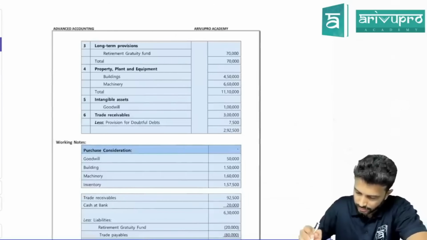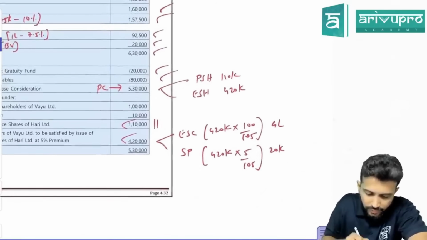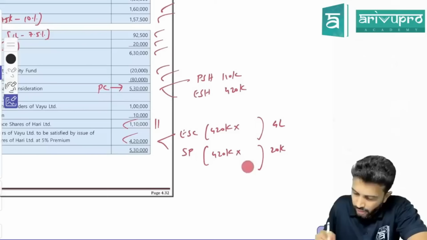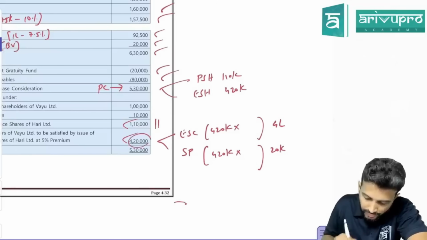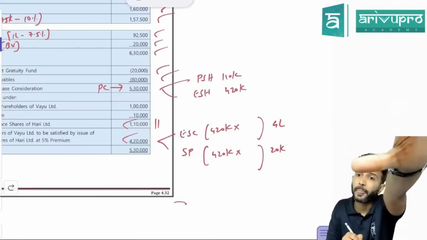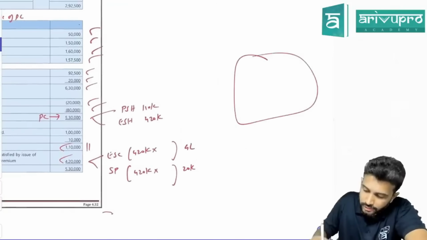Now, 1 second. Where is that number? I think I've already calculated. I think I've taken 100. We'll just rework this. Okay. Sir, this 4,20,000 is the total value paid. Sir, so here like this.